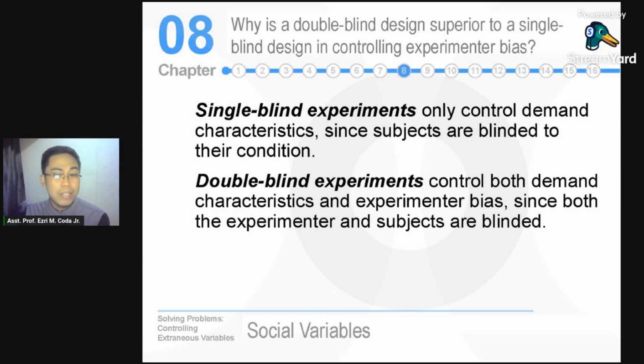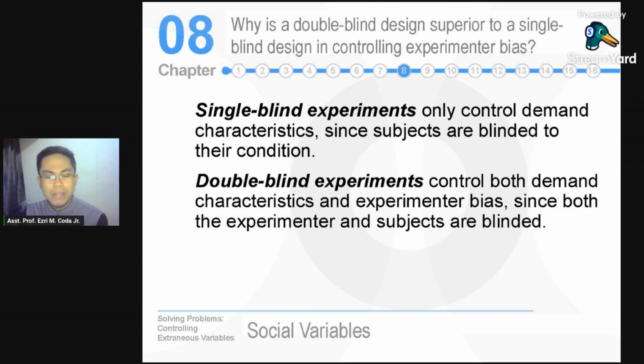Now, why is a double-blind design superior to a single-blind design in controlling experimenter bias? Kanina, we learned, in order to control demand characteristics na social variable, you have to use a single-blind experiment. Now, why is double-blind superior to single-blind design in controlling experimenter bias? Because in single-blind experiments, we control the demand characteristics. Now, in double-blind experiments, we control both demand characteristics and experimenter bias because wala tayong alam kung sino sa kanila is yung group, no? Sino sa kanila yung controlled, sino sa kanila yung experimental. So, wala tayong alam. Both of us, no? The experimenter and the participants, walang alam. Kaya, wala tayong magiging bias, no?